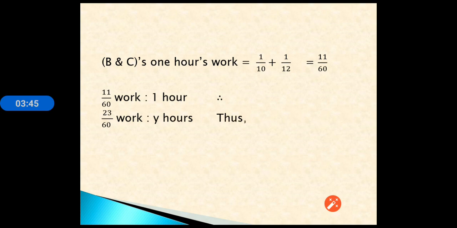Therefore, 23 upon 60 work. Now what is this 23 upon 60? That is the remaining work to be carried out by B and C, which we had calculated earlier, and the time will be represented by Y. So the value of Y as per ratio and proportion will come to 23 by 60 divided by 11 upon 60. If you simplify it, you will get 23 by 60 multiplied by 60 into 11, and the numerical value that you get is 23 by 11 hours. That is approximately, dear friends, 2 hours.